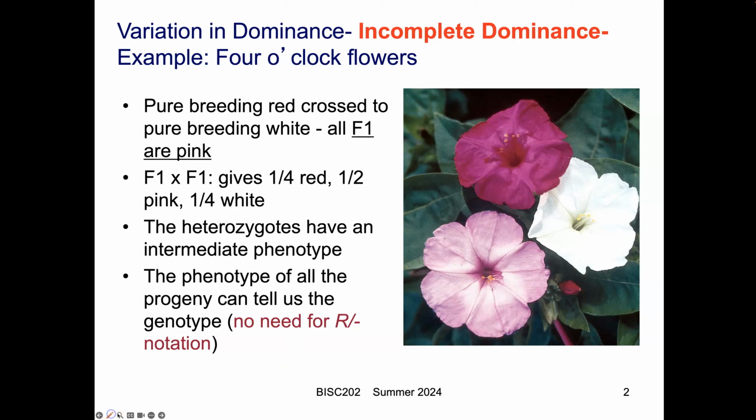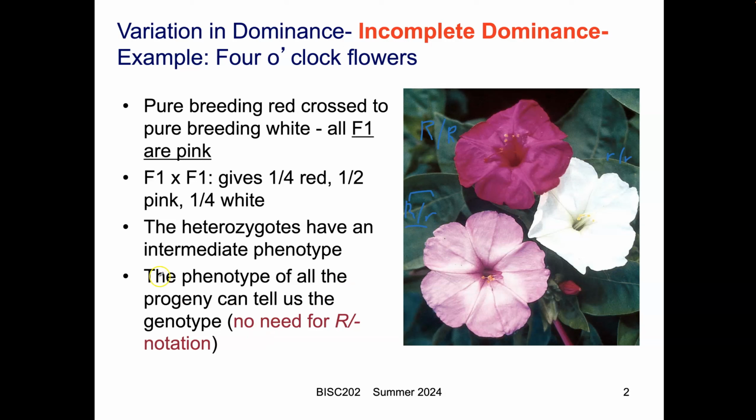There are a number of different plants that have this kind of situation. If you have pure breeding red flowered plants and you cross them to pure breeding white flowered plants, when you produce heterozygotes, the heterozygotes have an intermediate phenotype. This is called incomplete dominance because the functional allele is not completely dominant. It doesn't completely compensate for the problem with the recessive allele.